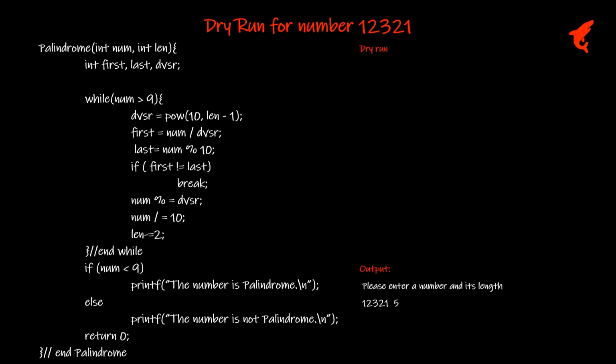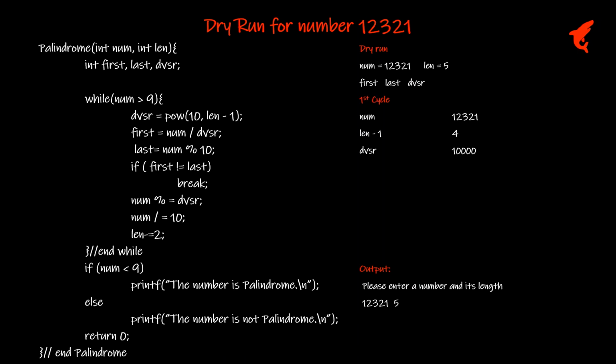Now let us do a dry run with number 12321. We will assume that main function was executed and the palindrome function was called with the values 12321 and 5 for num and len respectively. Variables first, last and dvsr are declared. The while loop condition is checked, which is true, and so the loop is entered. Len value is 5 and so dvsr becomes 10,000.